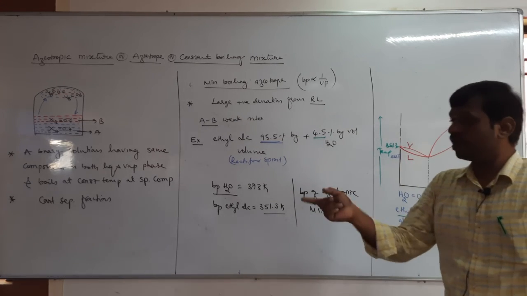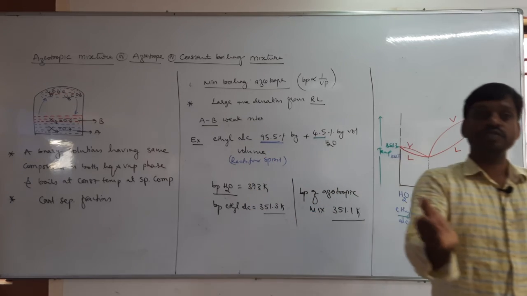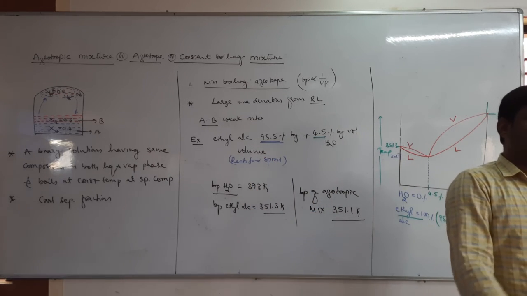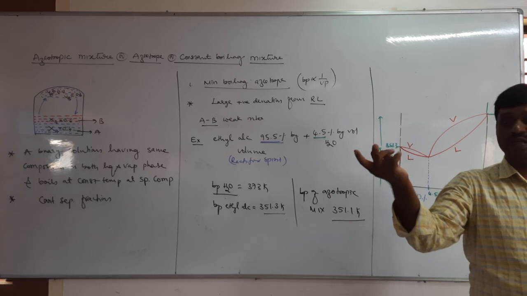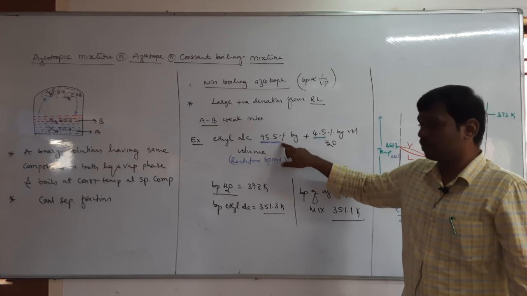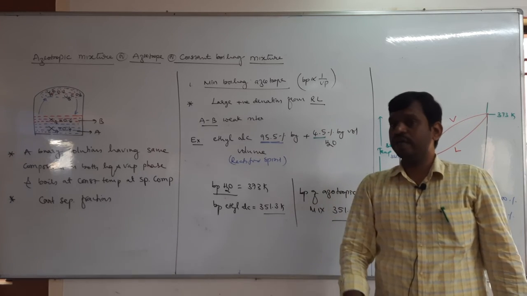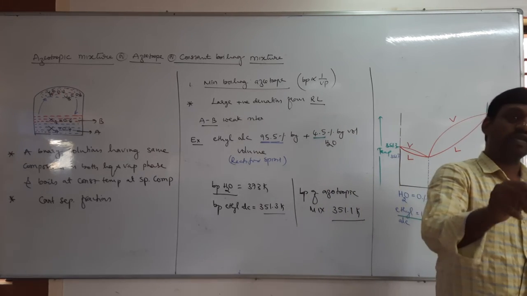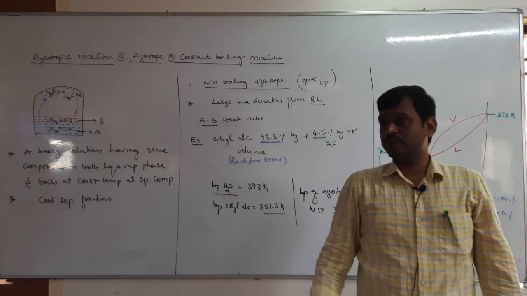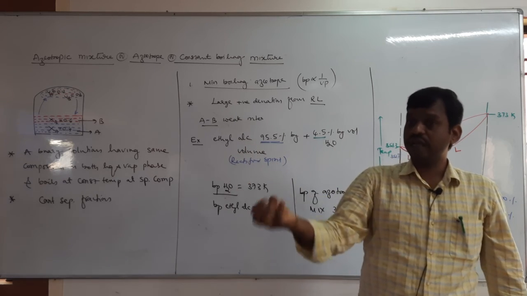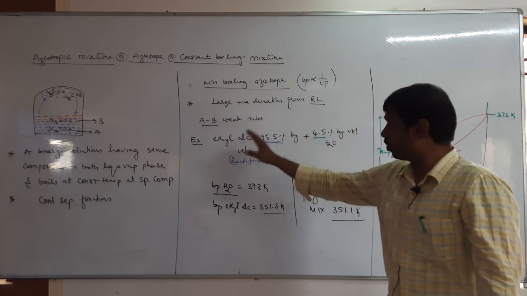Rectified spirit cannot be further concentrated into 100% absolute alcohol. 100% alcohol is called absolute alcohol. So 95.5% ethyl alcohol cannot be converted into 100% ethyl alcohol by fractional distillation. For that we add benzene. We have a separate method: we add the benzene, and again we heat it to separate the water and alcohol.